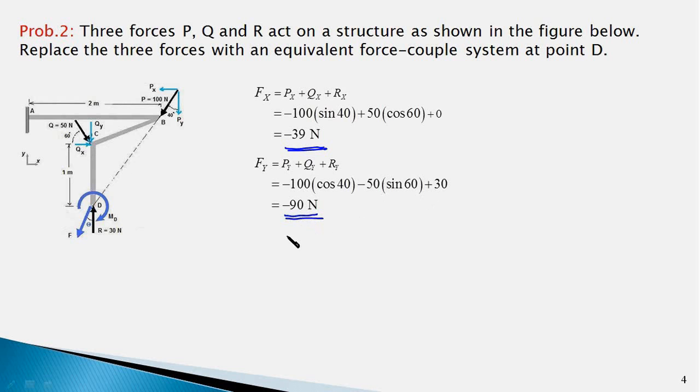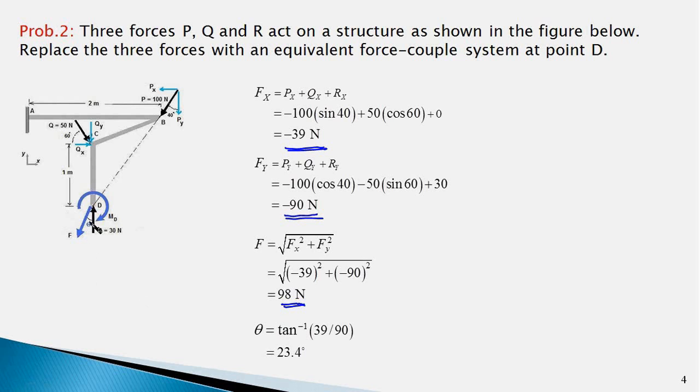We observe that both Fx and Fy have minus signs. That indicates that the force F should be in the third quadrant, and the force F shown in the figure is indeed in the third quadrant. Now we shall find the magnitude of the force F, which will be equal to the square root of Fx squared plus Fy squared, and plugging in the values of Fx and Fy that we just found, F would work out to 98 Newton.